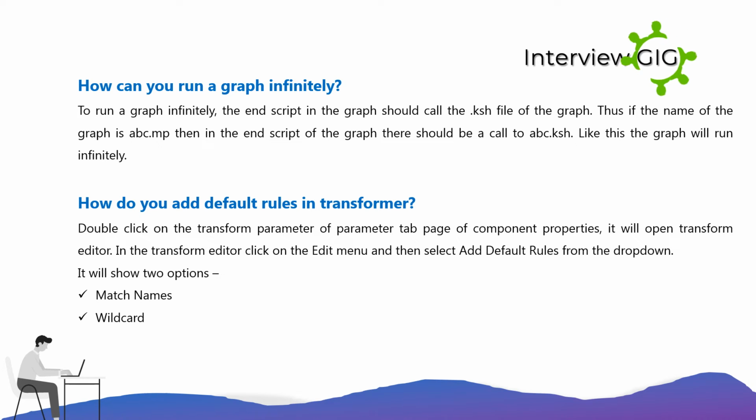How do you add default rules in the Transformer? Double-click on the Transform parameter of the Parameter tab page of Component Properties. It will open the Transform Editor. In the Transform Editor, click on the Edit menu and then select Add Default Rules from the drop-down. It will show two options: 1. Match Names. 2. Wildcard.